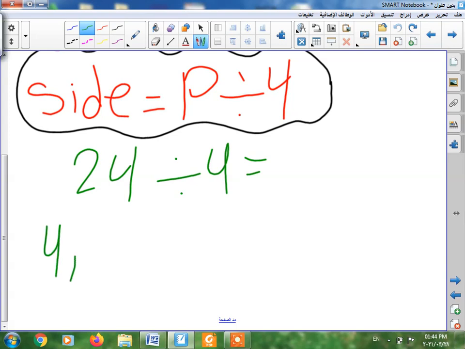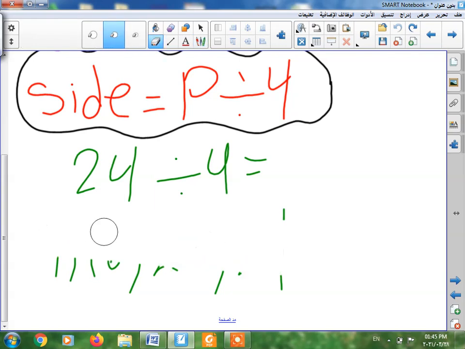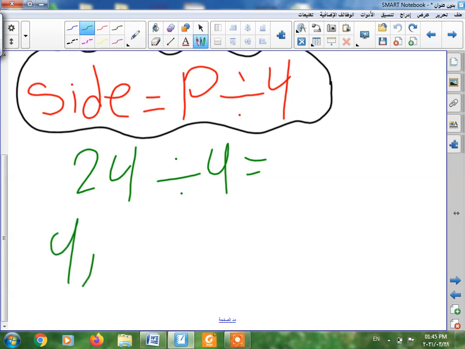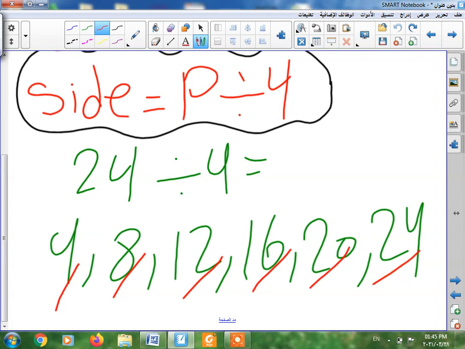We must write skipping 4 to arrive at 24. 4, 8, 12, 16, 20, 24. Count how many times repeated: 1, 2, 3, 4, 5, 6. Then 24 divided by 4 equal 6.